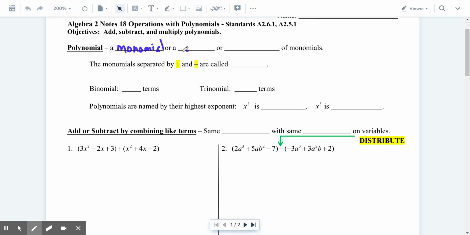And it could also be a sum, which means addition, right? Or a difference of monomials. So that would mean subtraction. Okay, and then we have these polynomials made up by what I called monomials, meaning a polynomial of one term. Well, we need to know what a term is.